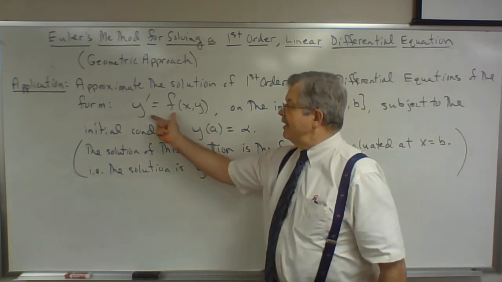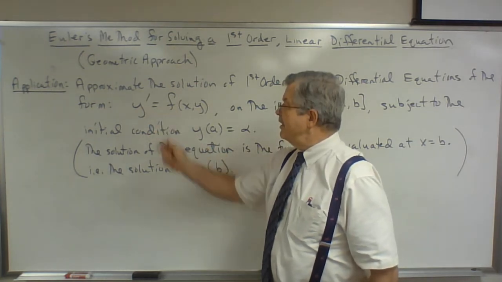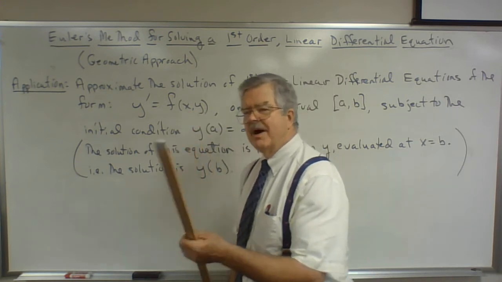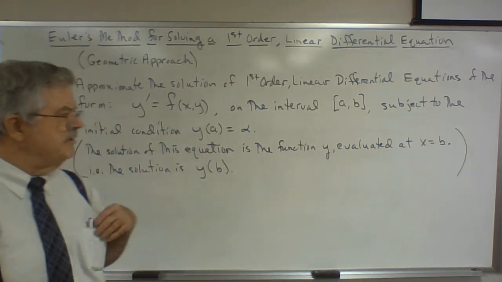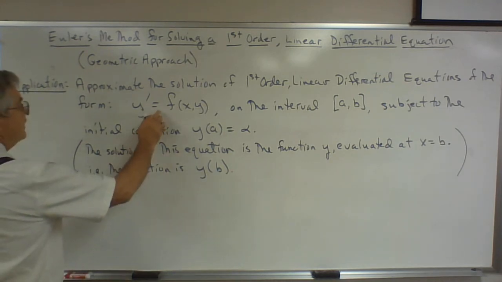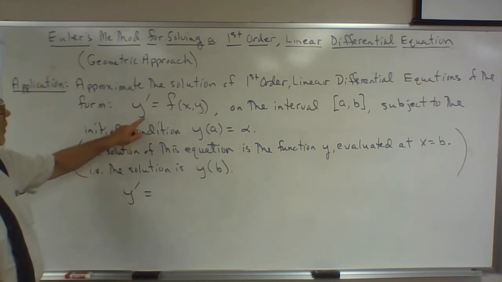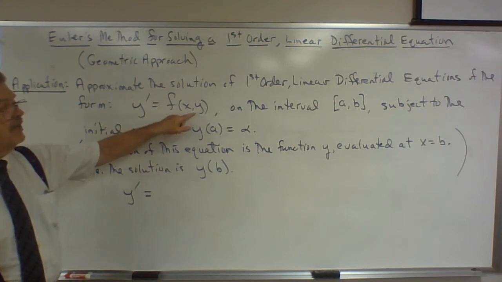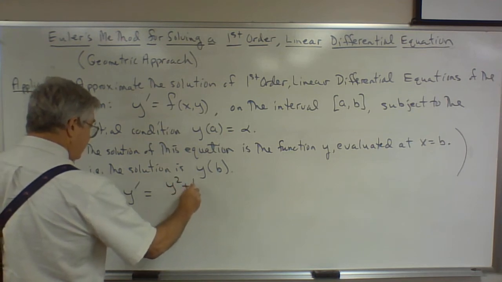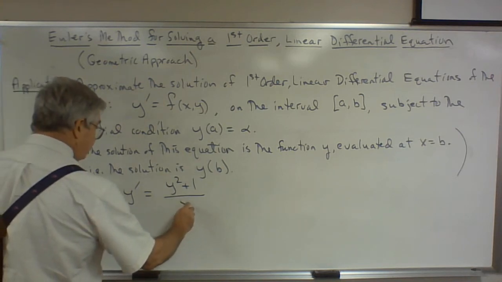Now, a little bit more on equations of this form. y prime equals some function f of both x and y. Here are equations of the type that we're talking about. y prime equals some function of both x and y. And we could have, for example, y prime equals y squared plus 1 over x.